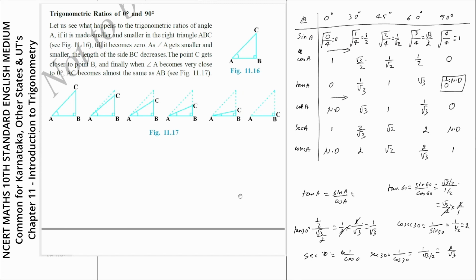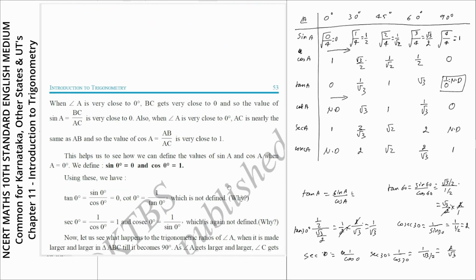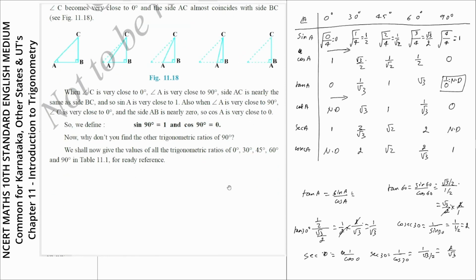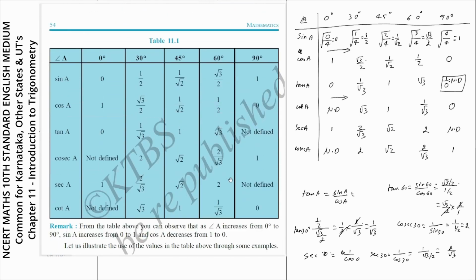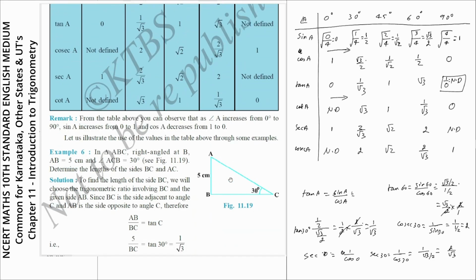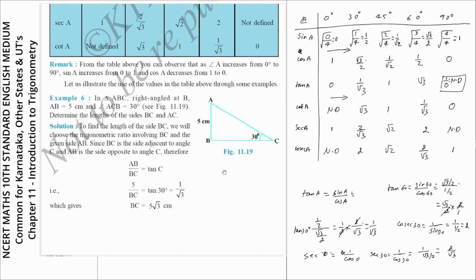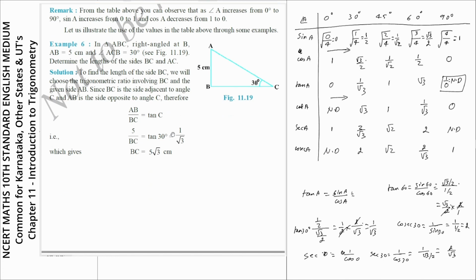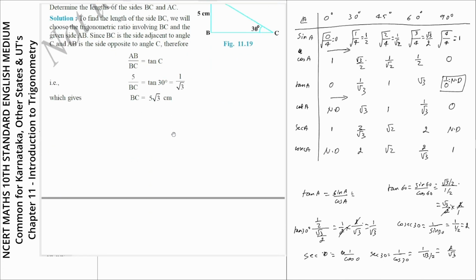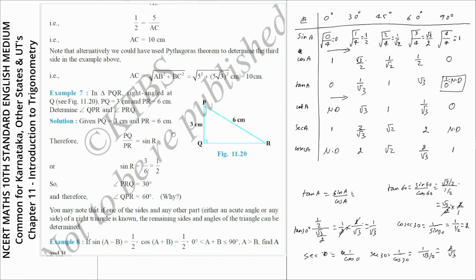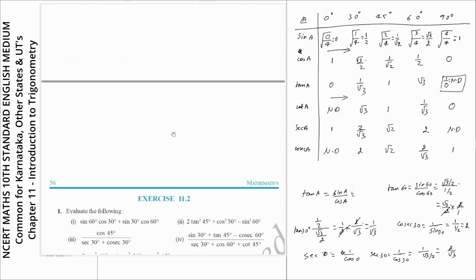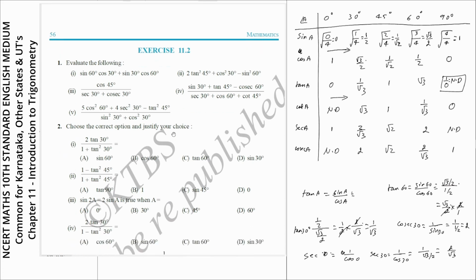So whatever is given in the textbook, the same thing I have explained. I have made it as simple as possible. So whichever explanation you feel is easier, my explanation or the textbook explanation, you can go for it. There are some worked examples, you can just go through them. I won't be explaining all these worked examples, it's all self-explanatory. I'll be directly solving exercise problems.